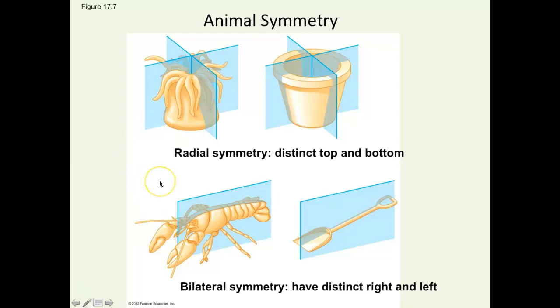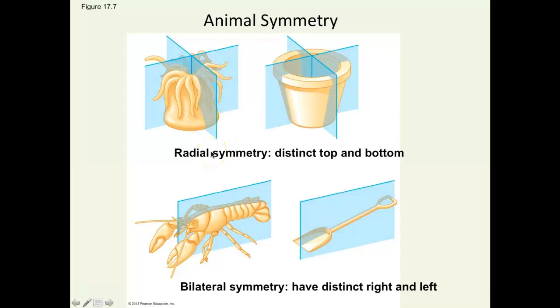Radial symmetry means that you do have a distinct top and bottom, but there's no way you can look at this animal and say left or right, right? Because you go around the animal and all around the animal, it's the same. So we call that radial symmetry.